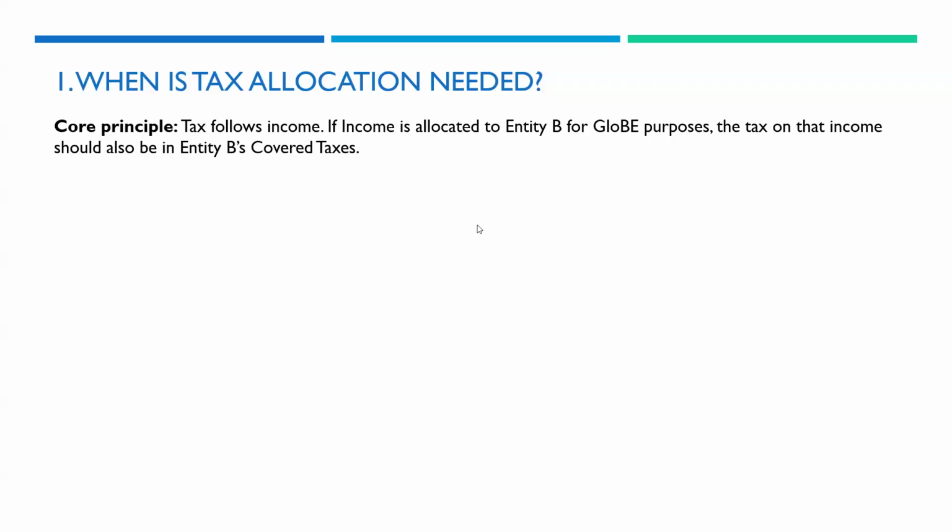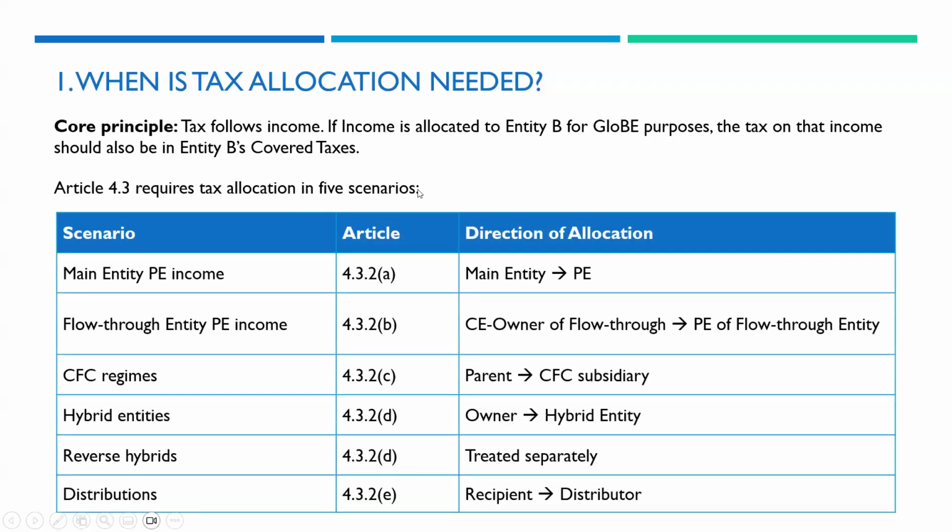So what happens is, if the tax on the PE is paid by the parent or the head office rather than the PE, then that has to be allocated to the PE. Absolutely, Sahil. I think a few more instances are basically needed in these five scenarios. One is main entity PE income. If the tax on PE income is in the main entity, then the main entity has to transfer that to the PE. Second is flow-through entity PE income.